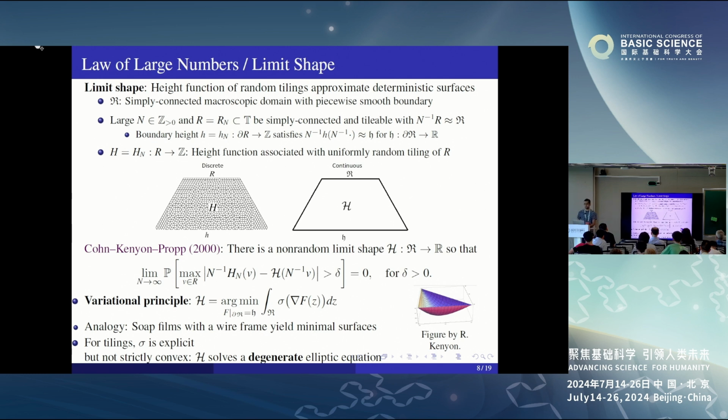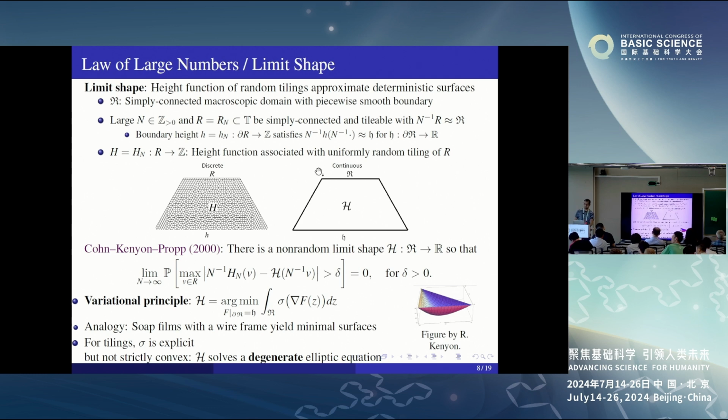Okay, so let me set this up a little bit more precisely. We'll let fraktur R, this fraktur font will always denote the continuum side, and the Roman font will denote the discrete or tiling side. We'll let this fraktur R be a simply connected macroscopic domain with piecewise smooth boundary. These conditions can be relaxed, but let me not do that. These are general enough. And okay, so this is some continuum domain.